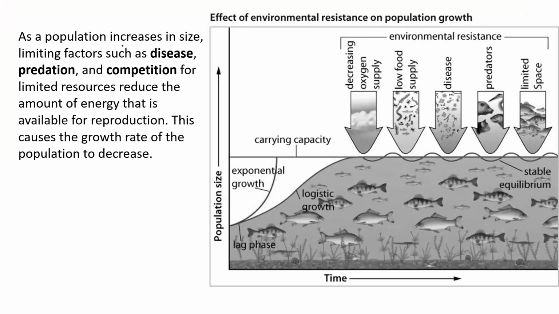So as a population increases in size, limiting factors such as disease and predation reduce the amount of energy that's available. This causes growth rate in the population to decline. So that's just what we talked about in the last lesson. These are the factors that are going to hold a population in check from exponential to carrying capacity, unless, of course, you're R selected species like mosquitoes. Okay, here's our bears or our fish in the lake.